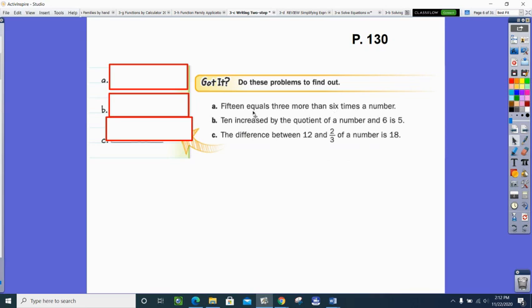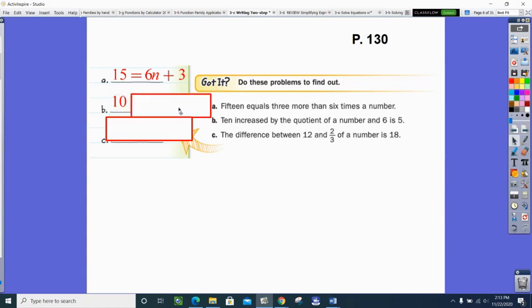So now what we need to do is switch these to be their mathematical equivalents. 15 equals 3 more than 6 times a number. Write that in math speak. Did you get 15 equals 3 more than 6 times a number? And if you put 15 equals 3 plus 6n, that is the same equation, because the commutative property of addition allows you to switch the order. Next one, 10 increased by the quotient of a number and 6 is 5. Start with the 10 and, one step at a time, see if you can write that equation.